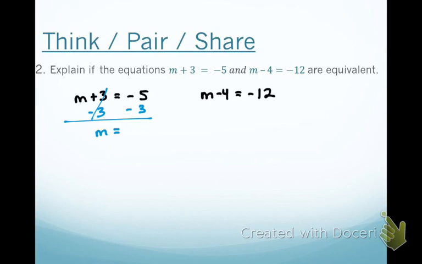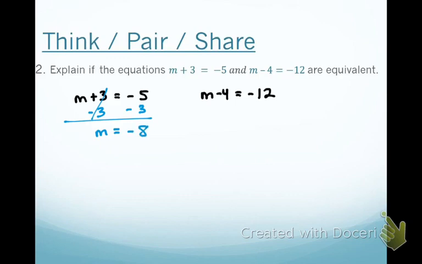M equals what? Positive 2. Oh, no. Same sign or different sign? Negative 2. Same sign, add and keep. Add the numbers, keep the sign. Negative 8.